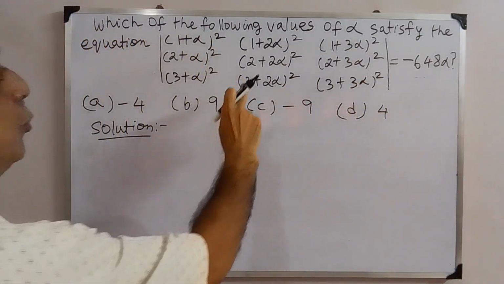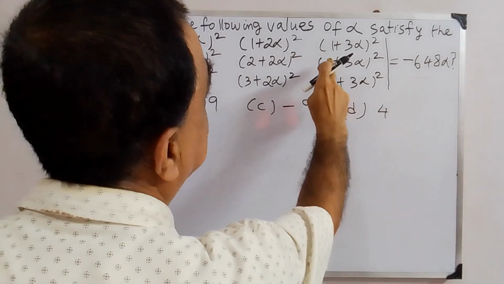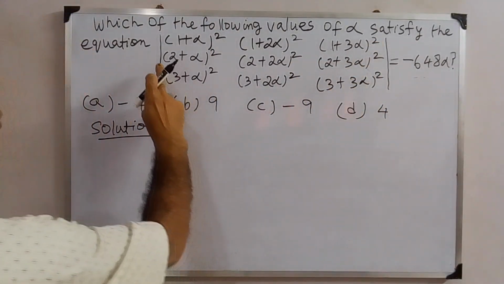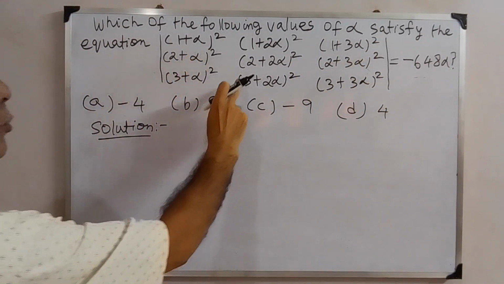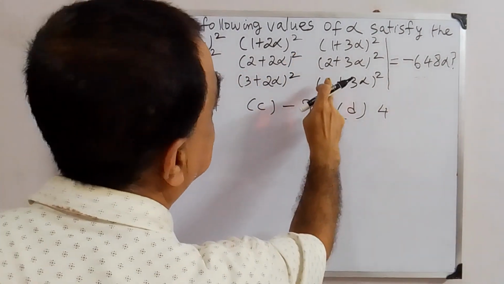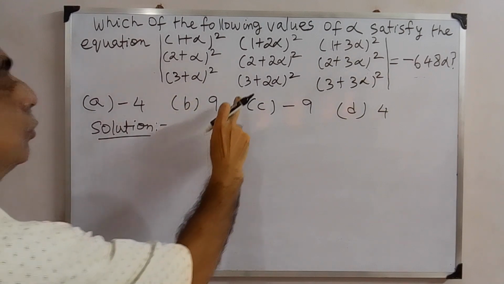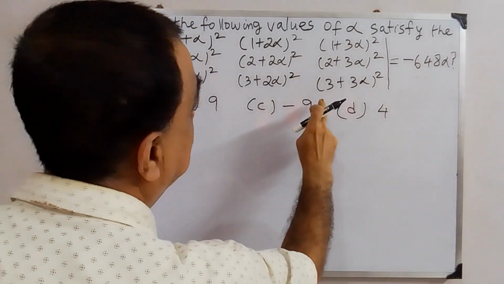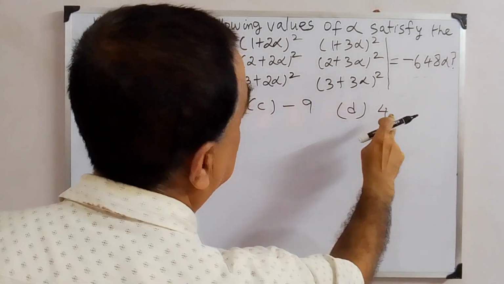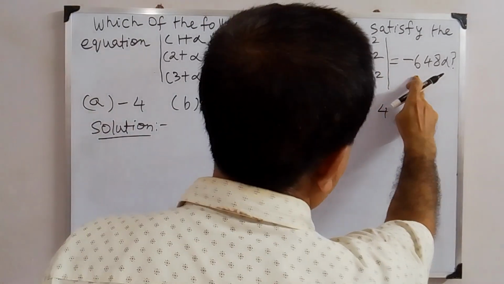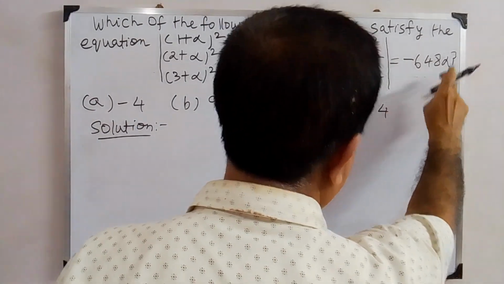The rows are: (1 plus alpha) whole square, (1 plus 2 alpha) whole square, (1 plus 3 alpha) whole square; (2 plus alpha) whole square, (2 plus 2 alpha) whole square, (2 plus 3 alpha) whole square; (3 plus alpha) whole square, (3 plus 2 alpha) whole square, (3 plus 3 alpha) whole square. The value is minus 648 alpha.